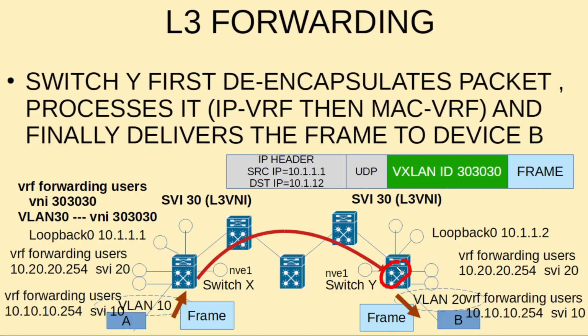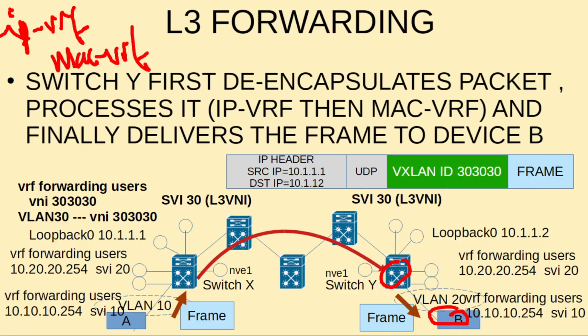Once this packet reaches the destination VTEP, the VTEP is going to perform the opposite process. It is going to look up this packet within an IP to VRF table, and then within a MAC to VRF table, and it is going to reach the conclusion that it needs to encapsulate the frame and deliver it to host B.